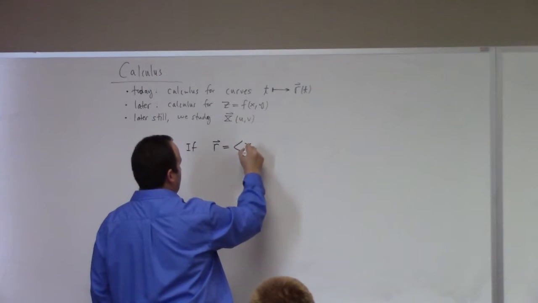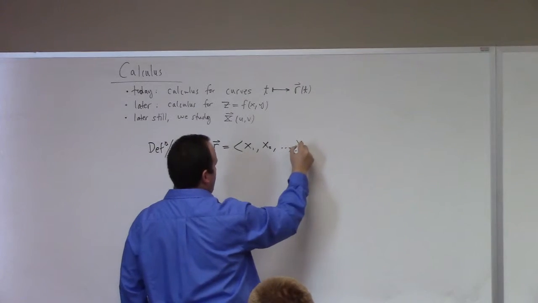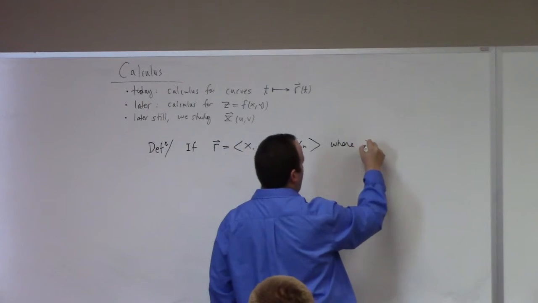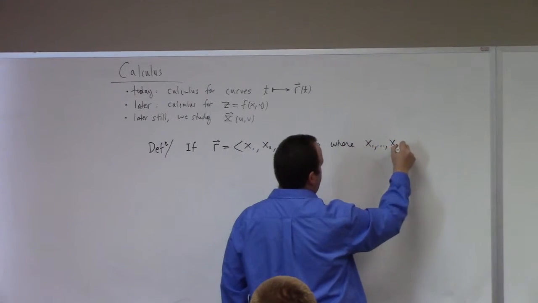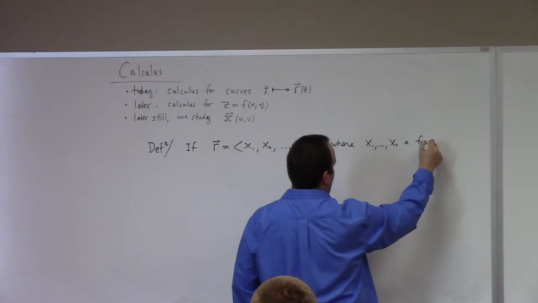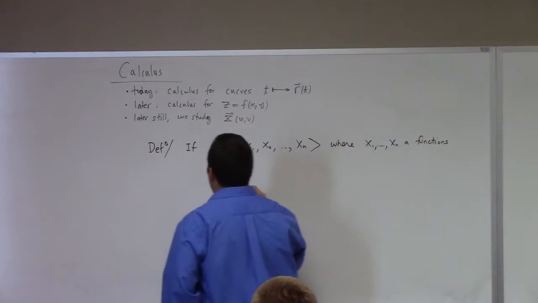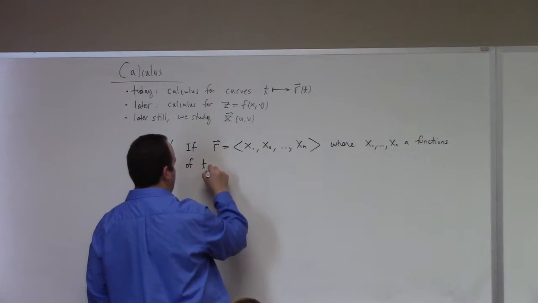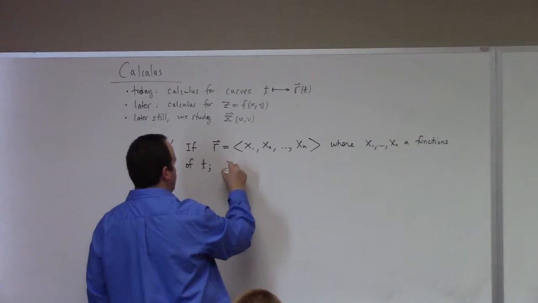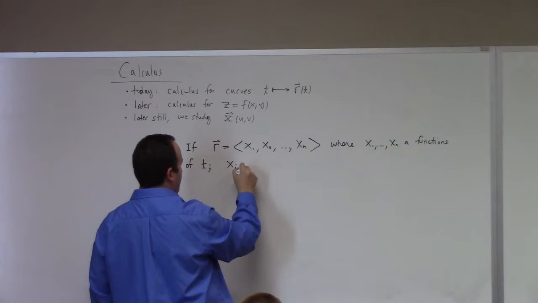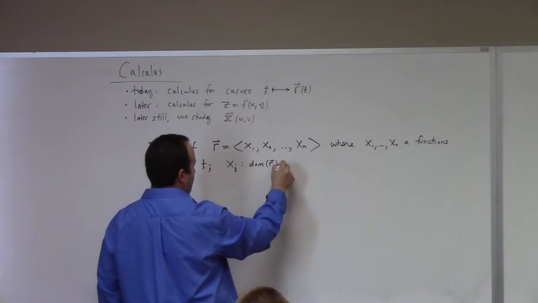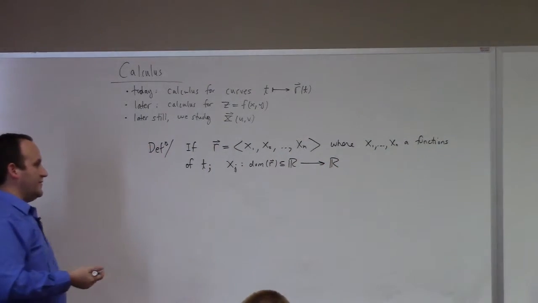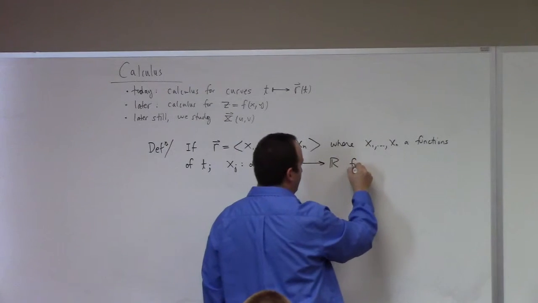is equal to (x1, x2, ..., xn), where x1 through xn are functions of t. So in other words, what we have is that xj is a mapping from the domain of r, which is some subset of the reals, to the reals again. Each one of these is a real valued function of a real variable.